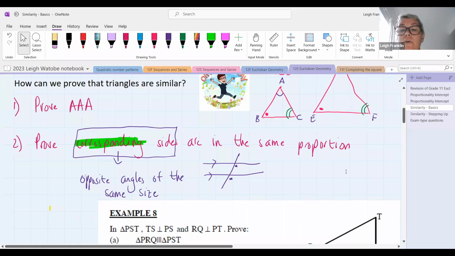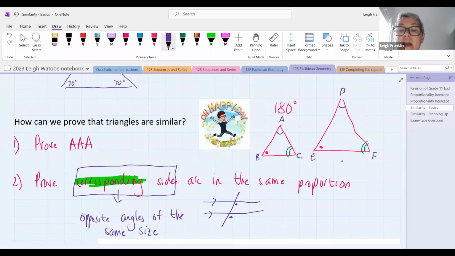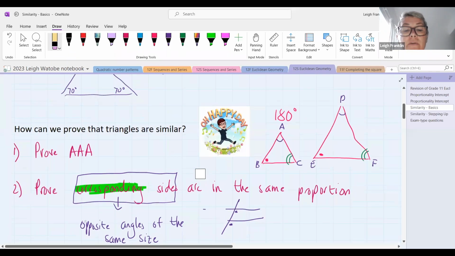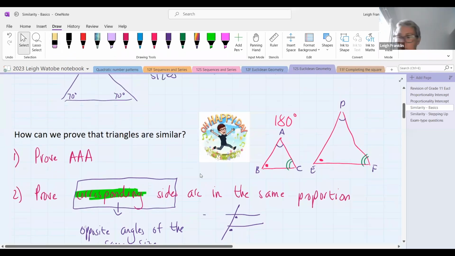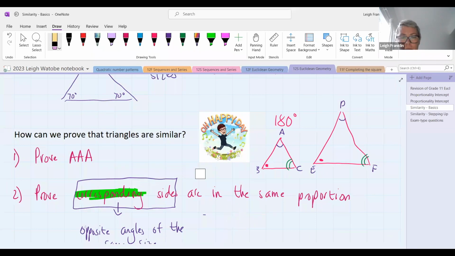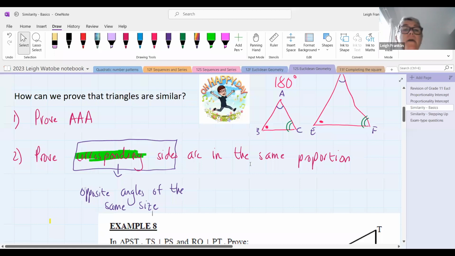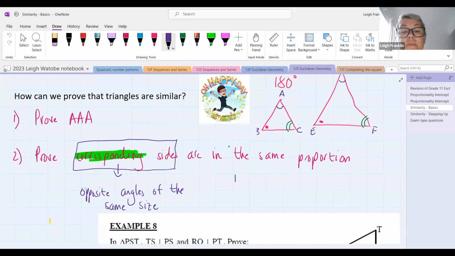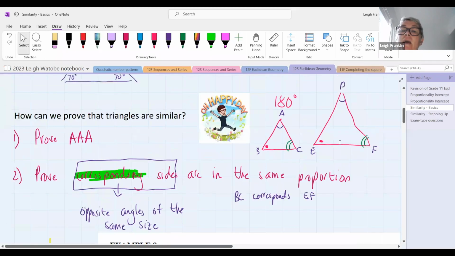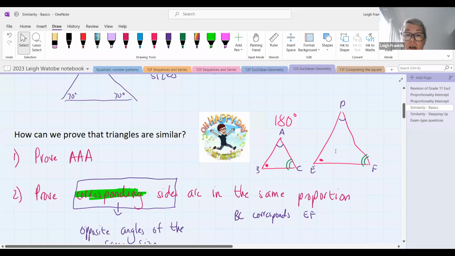So in other words, let me just rub out this over here, because we're not working with corresponding angles, we're working with corresponding sides. Okay, so I would say that side BC corresponds with side EF because they're both opposite angle A and angle D, which have the same size.